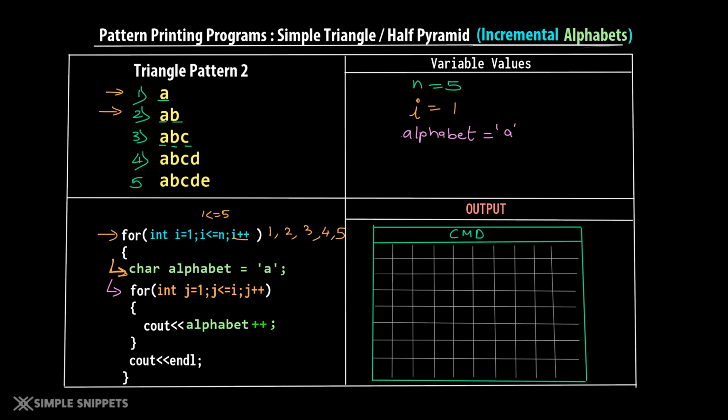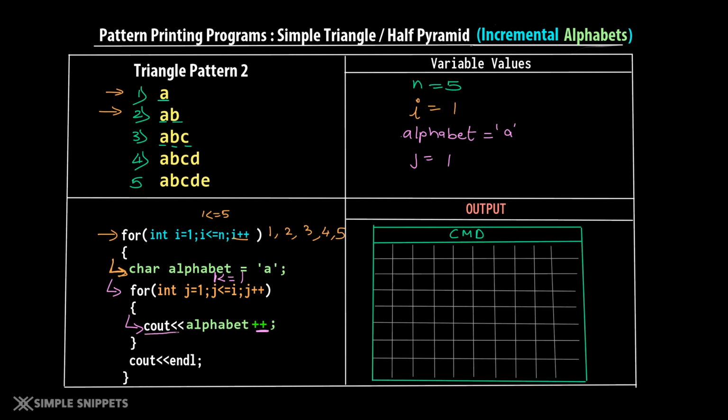So when i is equal to 1, that is for the first round of the outer for loop, the inner for loop will run only one time, because we are saying j equals 1, j has to be less than or equal to i. So 1 has to be less than or equal to i, which is also 1, and you are saying j plus plus. So only one round of the inner for loop will happen, and you are saying cout alphabet plus plus. So again, this is one more variation. You are not incrementing the alphabet outside the inner for loop. We are doing the incrementation inside the inner for loop only.